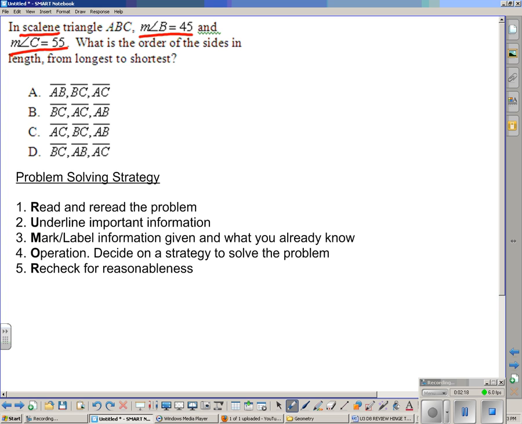They want me to apparently sort the sides, and leading into that, what am I sorting? The sides. So I don't want to confuse myself later and maybe order the angles. So I'm ordering the sides. And how do they want me to order them? From longest to shortest. So those three things are very important in order to make sure that we solve this problem correctly.